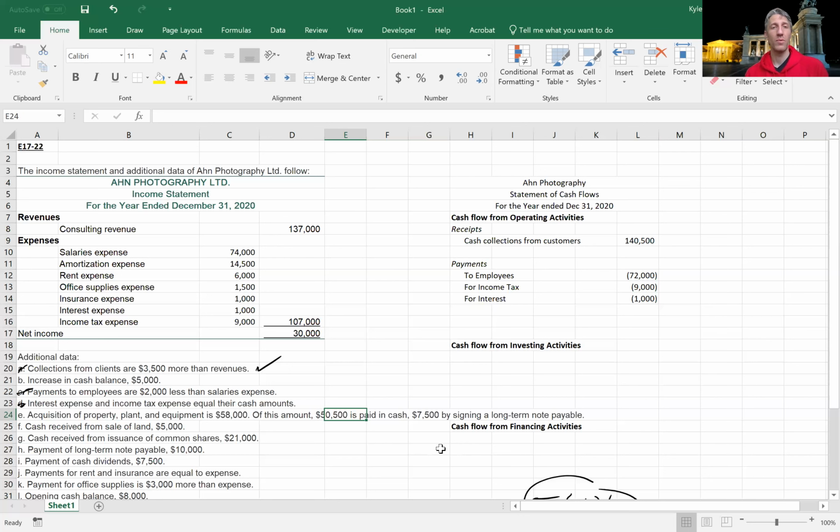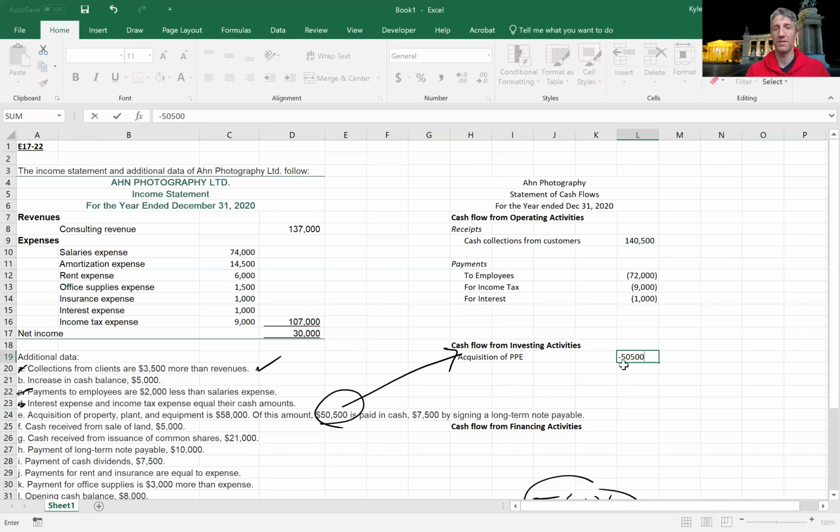Okay, so we know anything that's really going to impact net income is going to be included or categorized as an operating activity. However, the acquisition and sale of long-term assets is an investing related activity. So that's going to be the next section here for us. Acquisition of property, plant, and equipment. And I'll put acquisition of PPE. Well, the full amount is 58,000. That would be the asset amount on the balance sheet. But this organization only paid 50,500 in cash. So that's going to be a cash outflow of 50,500.